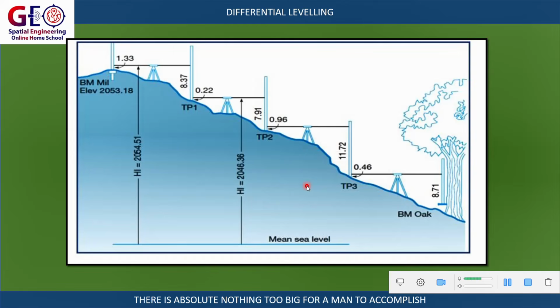This is another instrument. This is another differential leveling, or line leveling. This is another cross section of a line leveling, where the backsight and foresight readings have been taken right up to another known point.